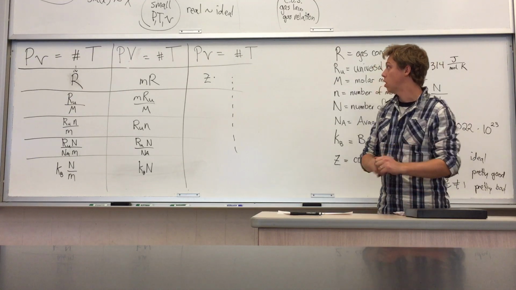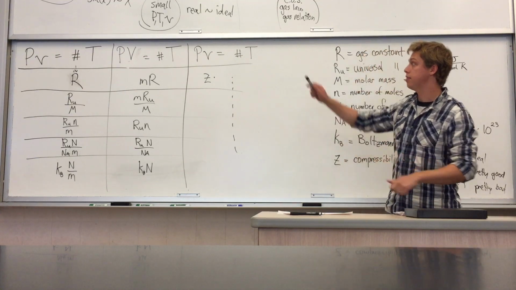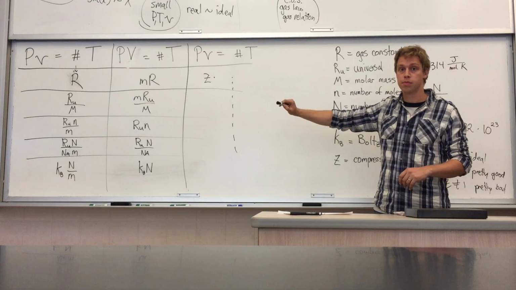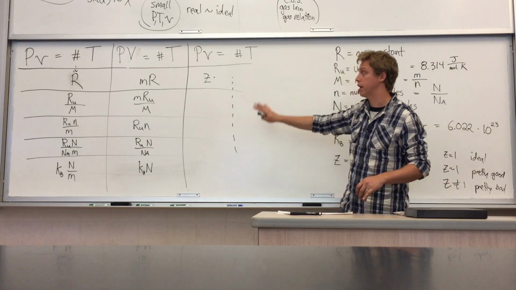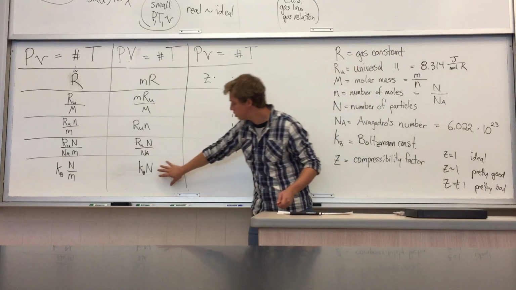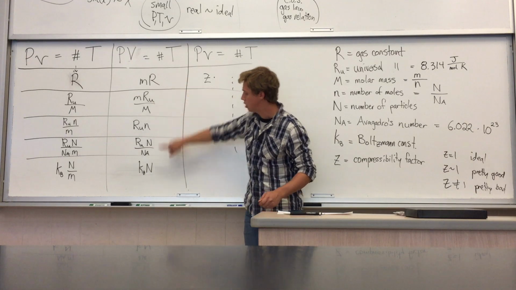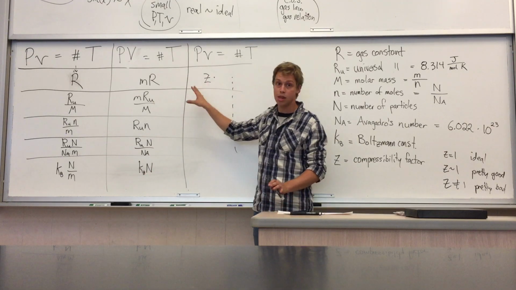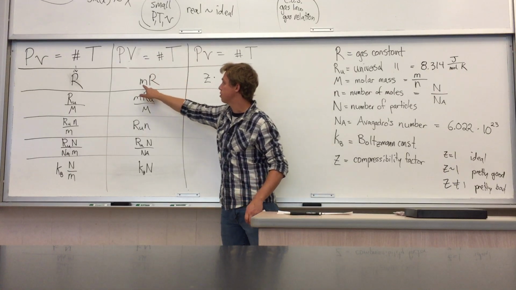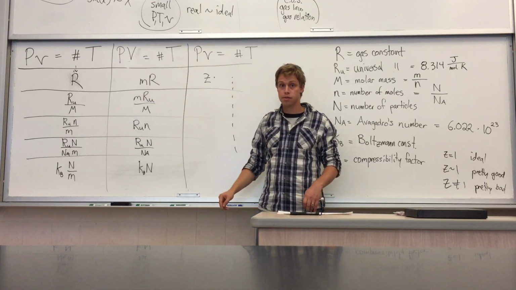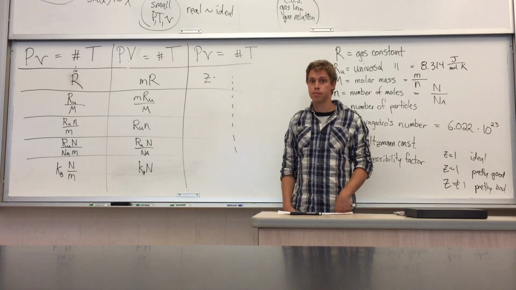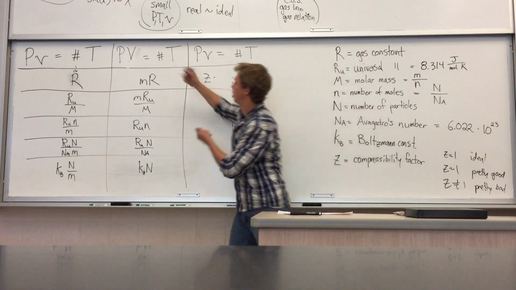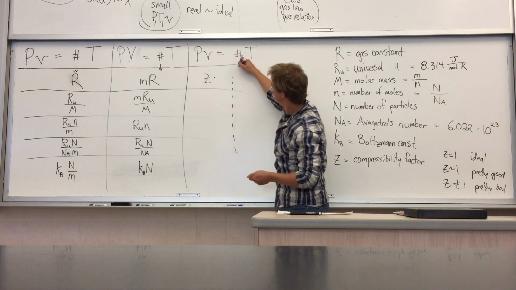In closing, I just want to reiterate that even though there are a lot of ways to write this number, and it can get confusing depending on how you see it, if you see this equation, PV equals KB N T, that's the same thing as PV equals M R T. It's the same equation, and it's pretty simple. That number just has a lot of ways of being written.